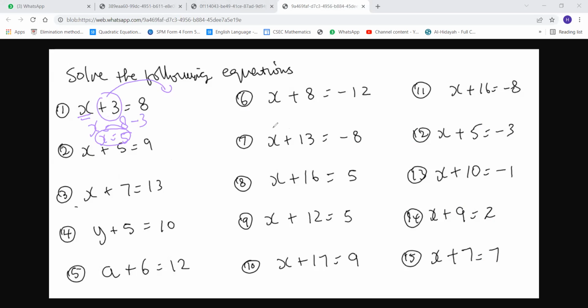Next one, I'll do number 7. When a variable has a number added to it, x has the number 13 being added to it. We subtract this number on the other side of the equation. x is equal to negative 8. If you realize, the right hand side stays the same: here it was positive 8, it remains the same; here it is negative 8, that remains the same. The only thing that changes is the term moving from one side of the equal sign to the other side. So positive 13 becomes negative 13. So x is equal to, here we need to subtract, and here we don't need to subtract.